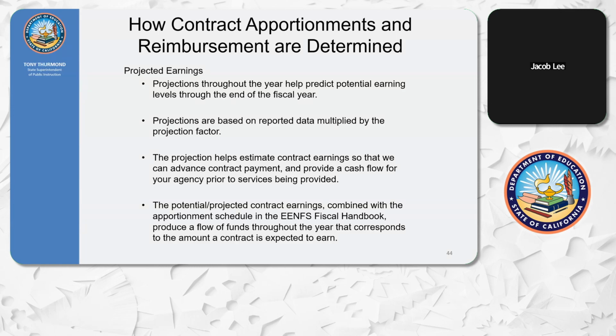The potential projected contract earnings combined with the apportionment schedule in the EE&FS fiscal handbook produce a flow of funds throughout the year that corresponds to the amount a contract is expected to earn.